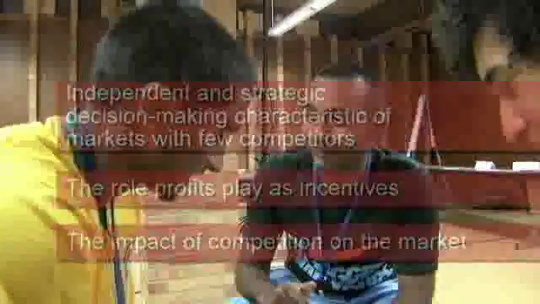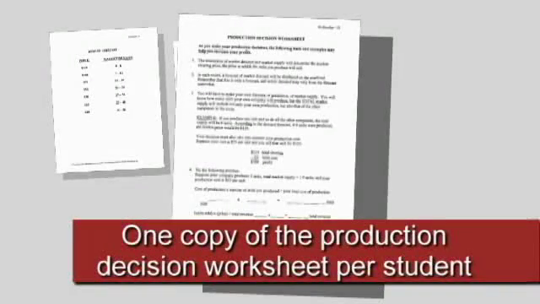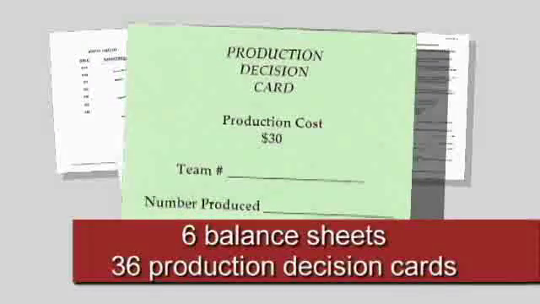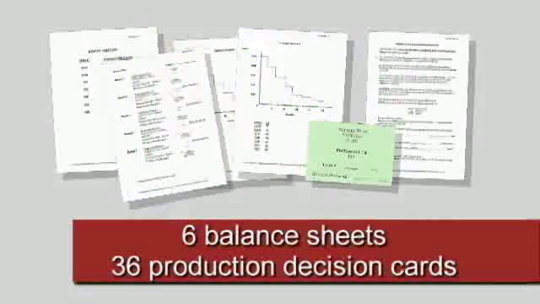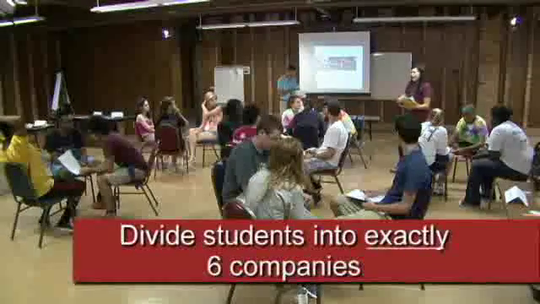outcome. To prepare for this activity, you'll need visuals of the demand forecast as well as 2 variations of the actual market demand. You'll also need 1 copy of the production decision worksheet for each student, 6 balance sheets, and 36 production decision cards. Begin the activity by dividing students into exactly 6 companies.